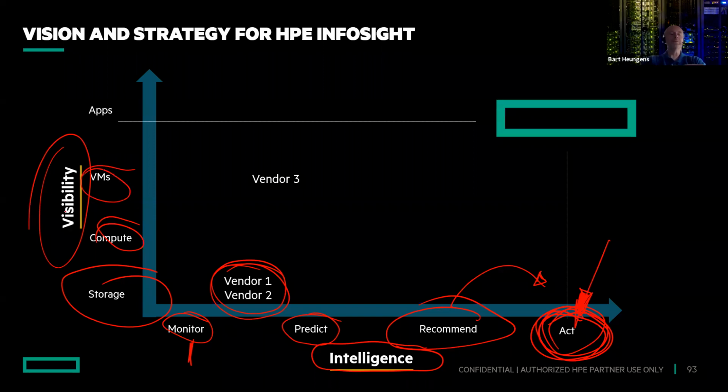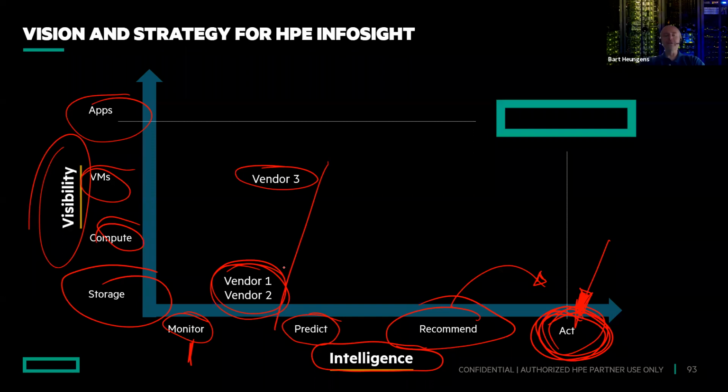We have a view up to the VM, and we can see your applications. At least we can see the application workloads. We don't see the application data, but we can see that it's VDI. We can see that it's a database. We can see that it's SAP HANA, for instance, or big data. We can see the workloads. We do it today on multiple environments. The other vendors, challenge them. Okay, they're good. We're much better with Infosight.